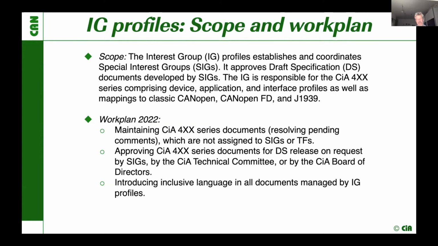The work plan for this year is maintaining the document series. This is a very long list. And we also have some documents that are no longer assigned to special interest groups and task forces, so the interest group has to do it by themselves. So we approve those things, and this can be requested by the special interest groups, by the CiA Technical Committee, or by the CiA Board of Directors.